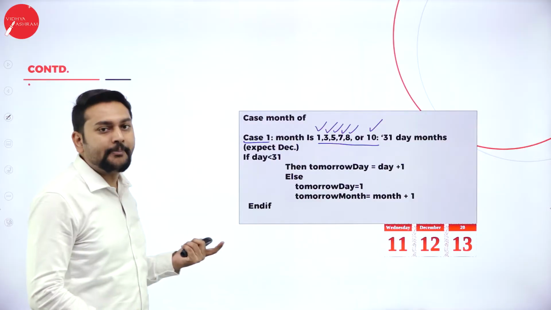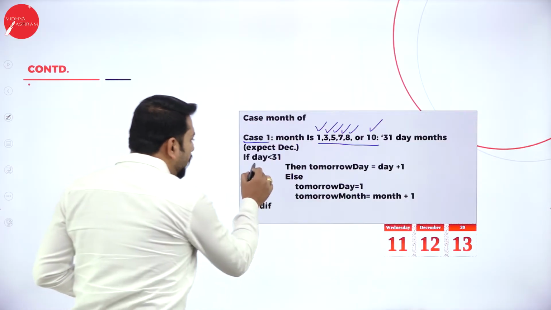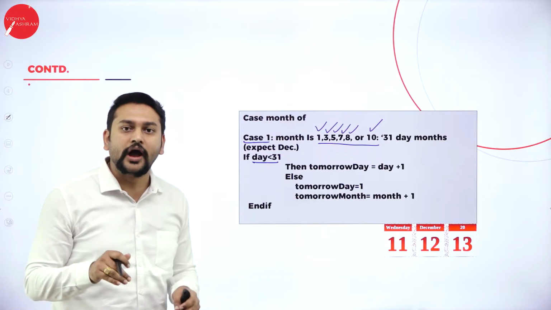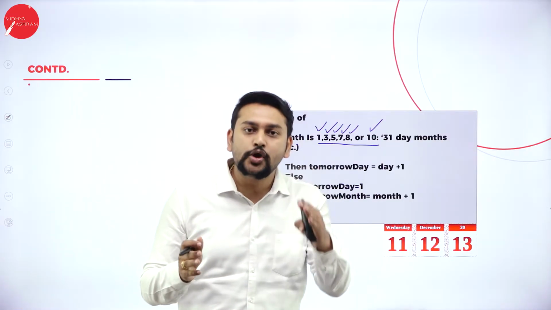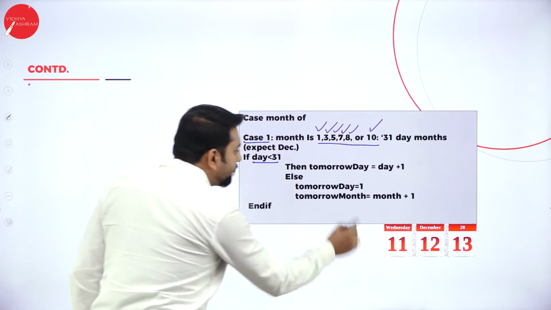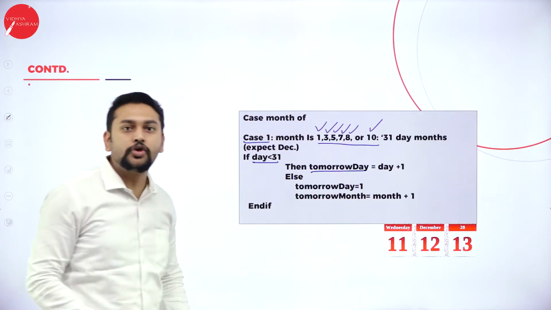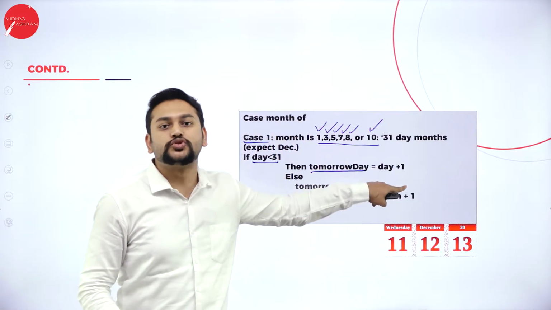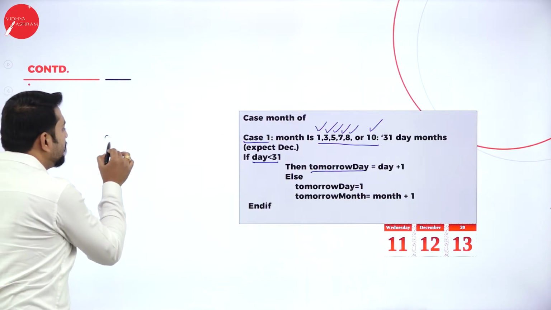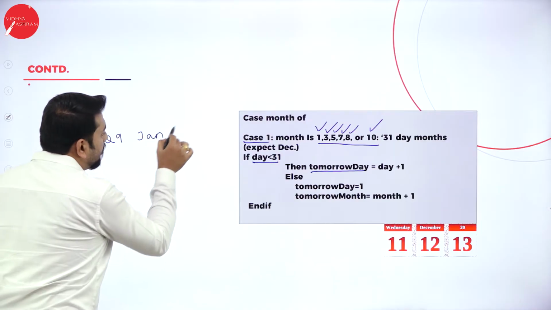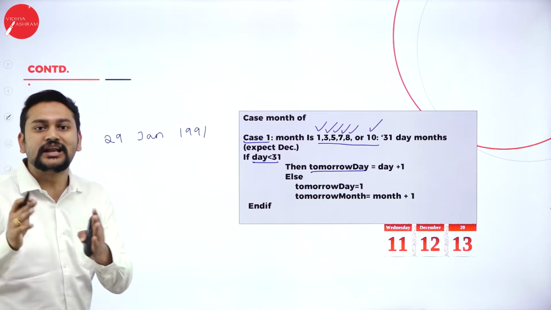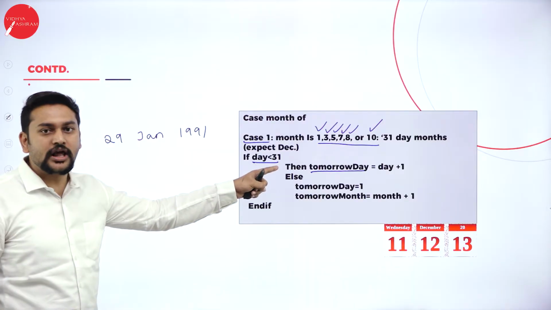What will happen then? Suppose the day you have entered is less than 31. Then tomorrow day will be day plus 1. Please observe, I have entered 29 Jan 1991. All the values are in the range. Please observe what condition I'm checking.